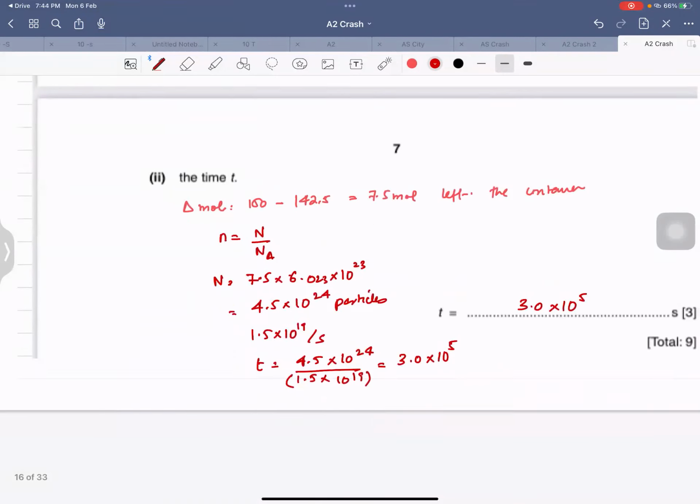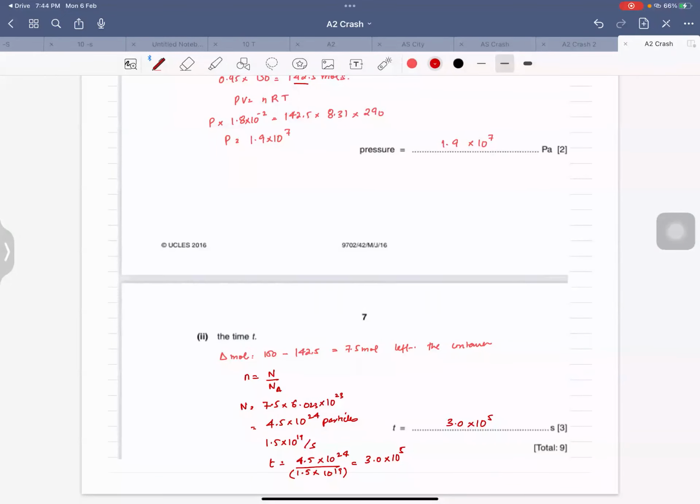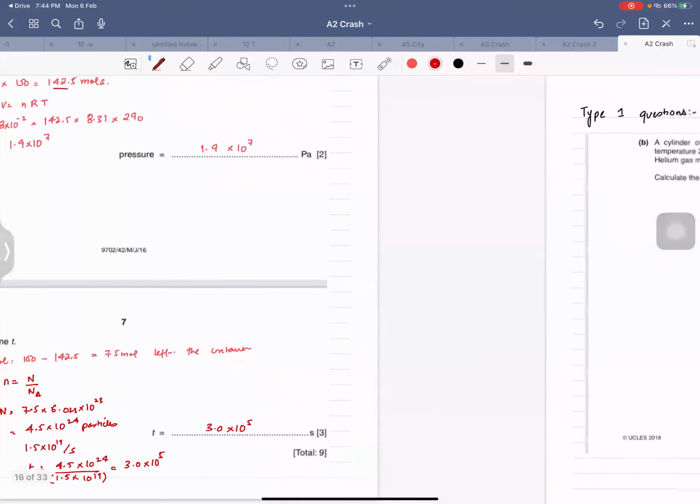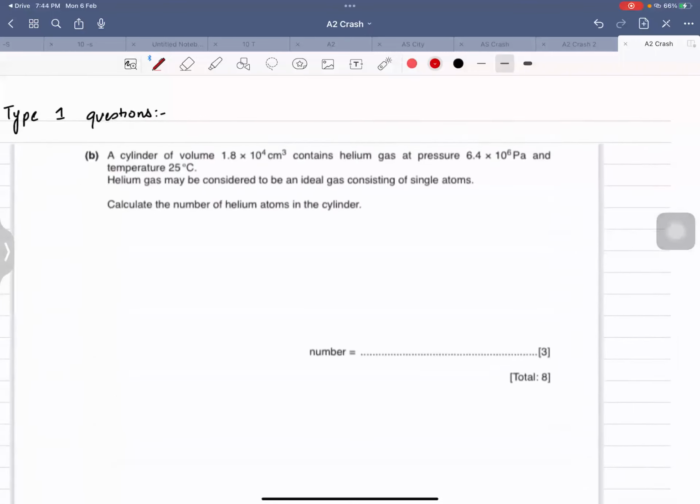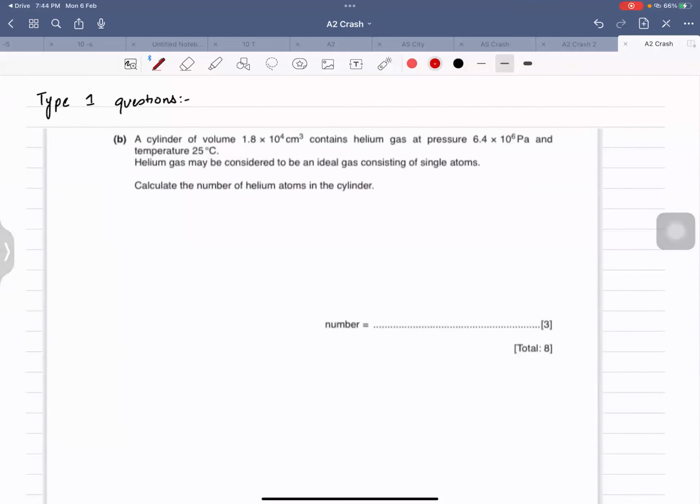Okay, so I believe you guys understand this question. And now I've got to go to the next one. Now there will be two types of questions in this. One question is very similar to this, where they say in a cylinder, volume of container is this, helium gas, pressure and temperature are given, and you've got to find the number of atoms in this. Number of atoms means that we are looking for N. Now, which formula should we use?